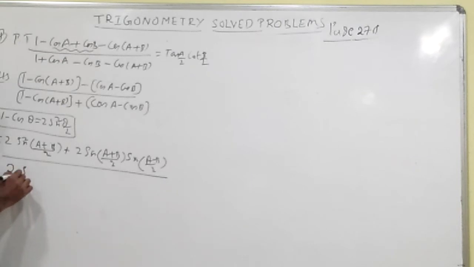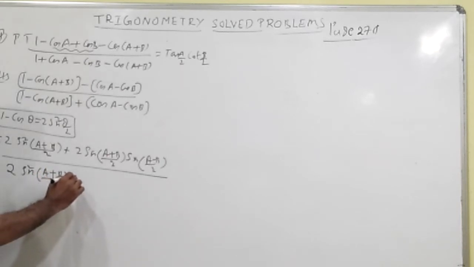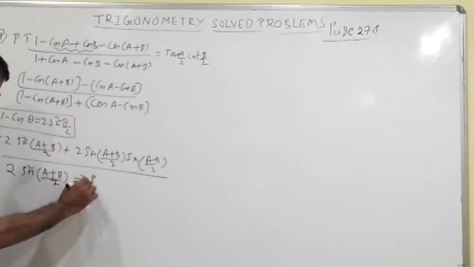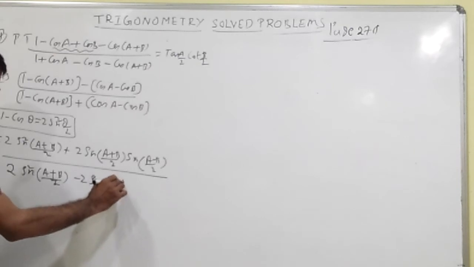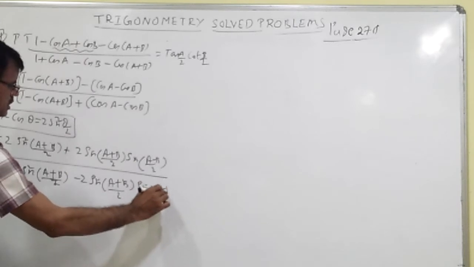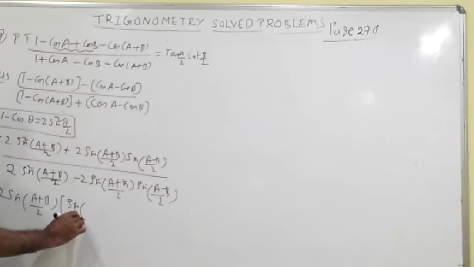In the similar way, in the numerator you write here 2 sin square of (a plus b) by 2, plus here the formula minus 2 sin. Whenever it is plus, you should write minus here. Minus 2 sin of (a plus b) by 2 into sin of (a minus b) by 2. Now, in numerator and in denominator also, you can take common the term 2 sin of (a plus b) by 2.